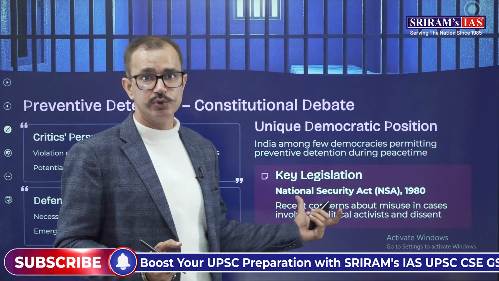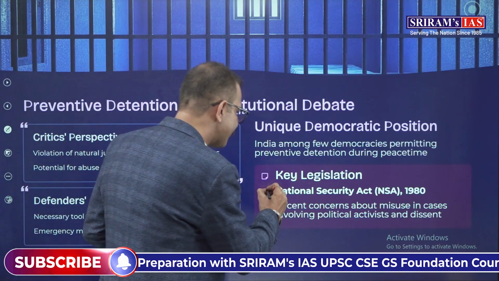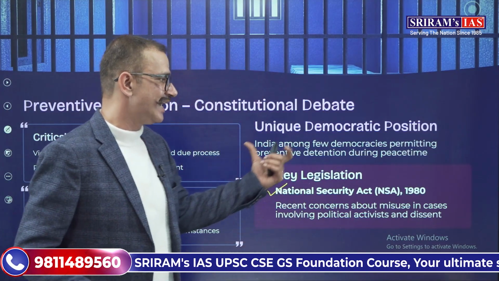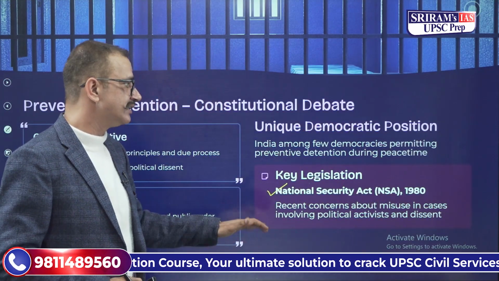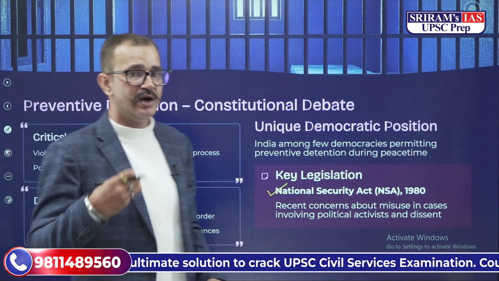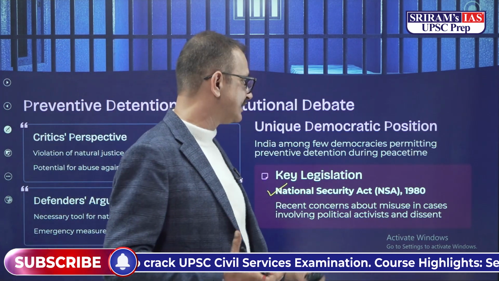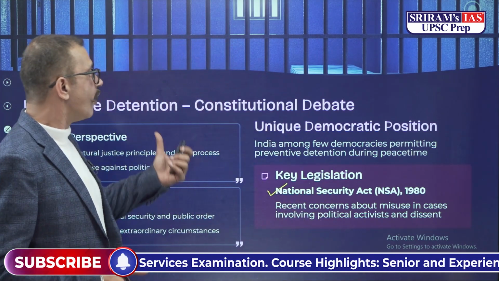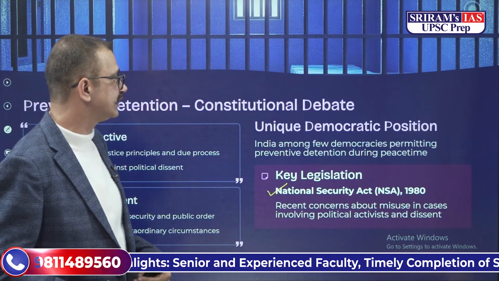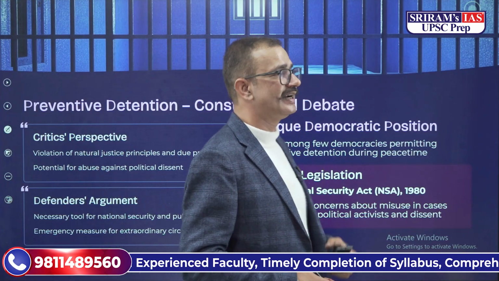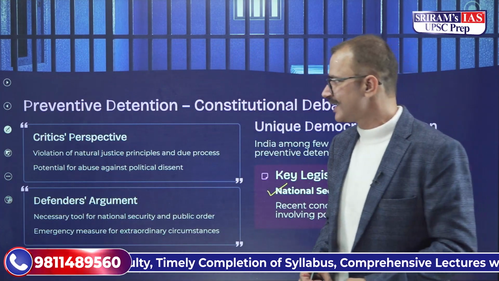But at the national level, we have the National Security Act, or NSA, that was passed in 1980, and there is recent concern about misuse in cases involving political activists as well as dissent. Alright, now when we talk about democracies, India is among the few democracies which have permitted preventive detention during peacetime as well.